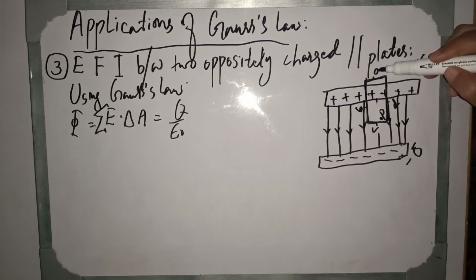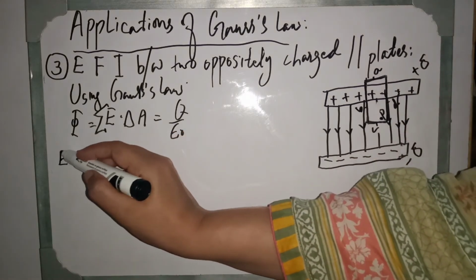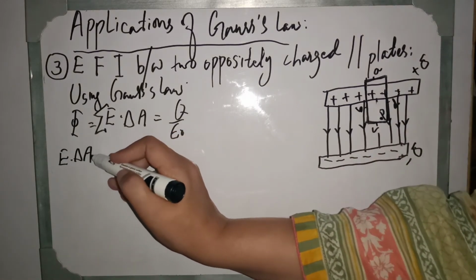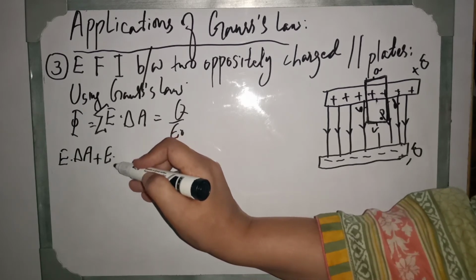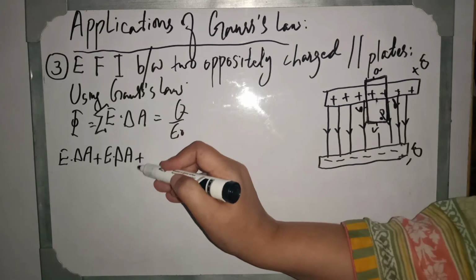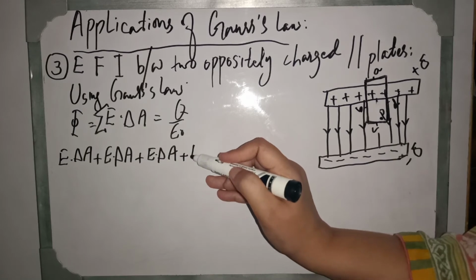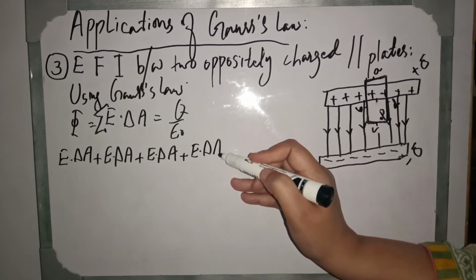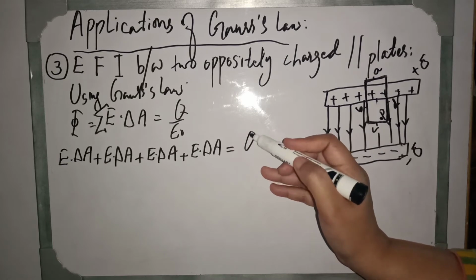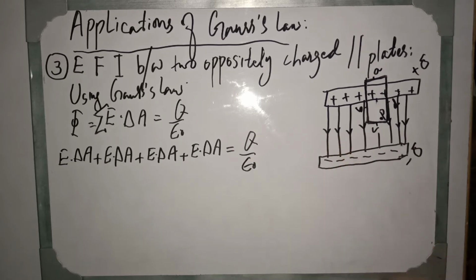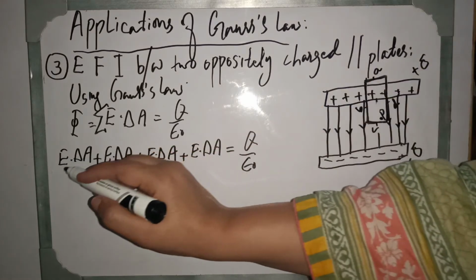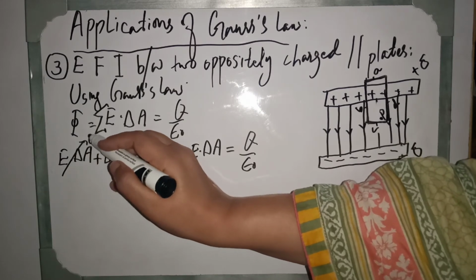As A is lying out of the field, there will be no flux on A. I will write down E dot delta A for A, plus E dot delta A for B, plus E dot delta A for side C, plus E dot delta A for side D, and this should be equal to Q over epsilon naught. As I have told you, A is lying outside the Gaussian surface, so the flux through this surface is equal to 0.